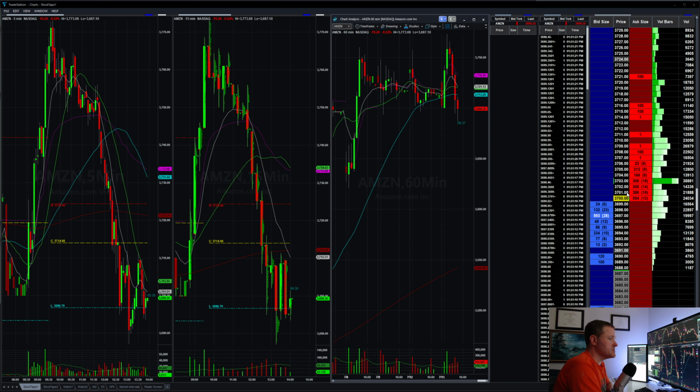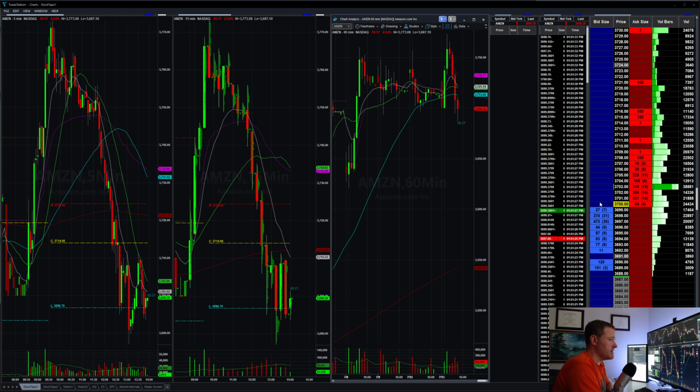And furthermore, you can change the price increments here. So for example, for Amazon, I have it set on $1 price increments, because Amazon is trading at $3,700 a share, I don't need to see every single penny on the price ladder, right?